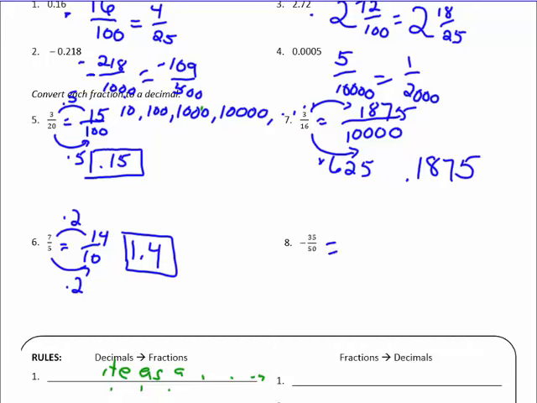Then for number 8, I have a 50. Well, 50 goes into 100. So I multiplied by 2, so that's 70. We're going to keep it negative. I need 2 decimal places, so 0.70, keep it negative.